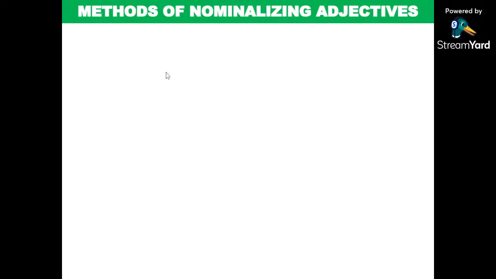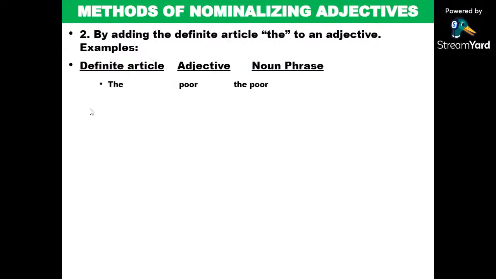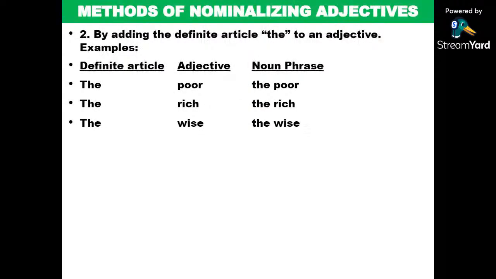The second method of nominalizing an adjective is by adding the definite article the to an adjective. Let's look at a table and look at some examples. We have the definite article added to the adjective gives us a noun phrase. For example, you have the definite article the added to the adjective poor. What we have is the poor. Look at other examples: the rich, the wise, the foolish, the weak.